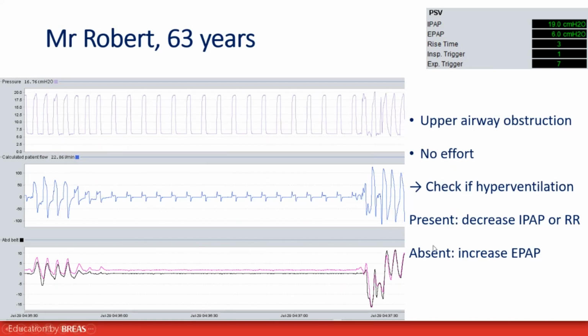But sometimes there is no hypocapnia, or we are not able to demonstrate it. And then in this case, we may try to stabilize the airway just by increasing EPAP. To be very honest with you, it's not always efficient. Sometimes it could be, but not always.